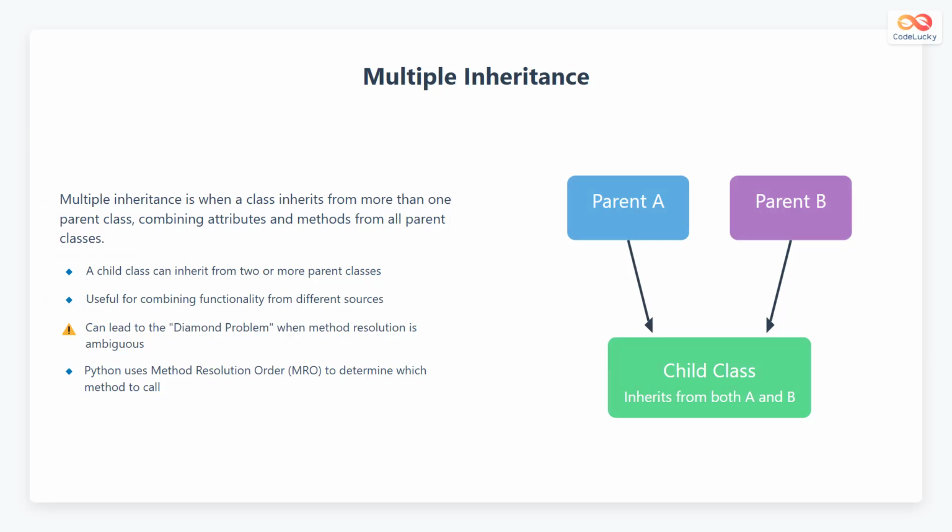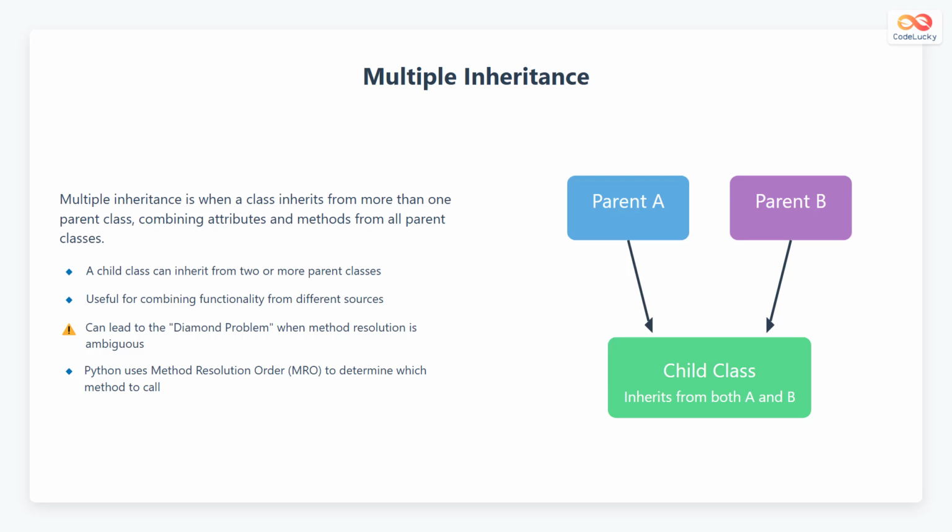Next, let's delve into multiple inheritance. Multiple inheritance is when a class inherits from more than one parent class, combining attributes and methods from all parent classes. This means a child class can inherit from two or more parent classes. It's useful for combining functionality from different sources. However, it can also lead to the diamond problem, when method resolution becomes ambiguous.